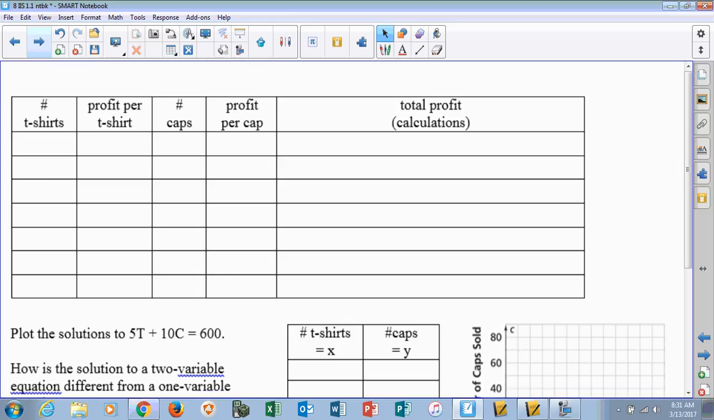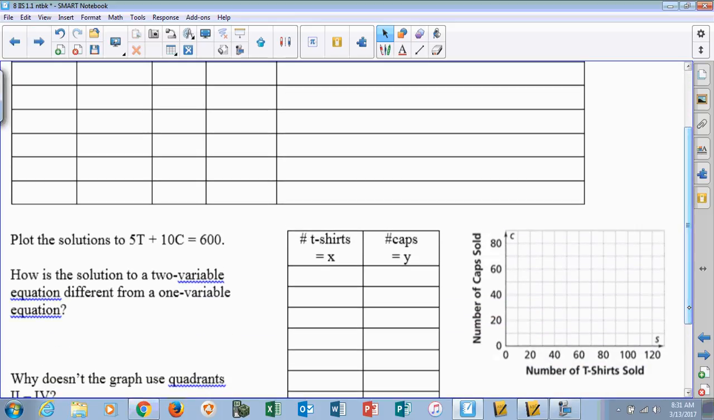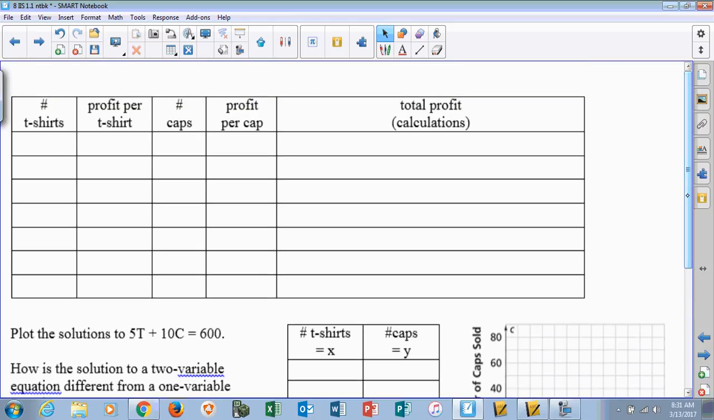Now, on the graph down below, if you notice, they've labeled it for you because that's very nice of them. The number of t-shirts sold is your what? What variable? X, right? And then the number of caps going up is your Y. So just so you have an idea, when you go to plot these or make them into a coordinate, you at least know what is what.